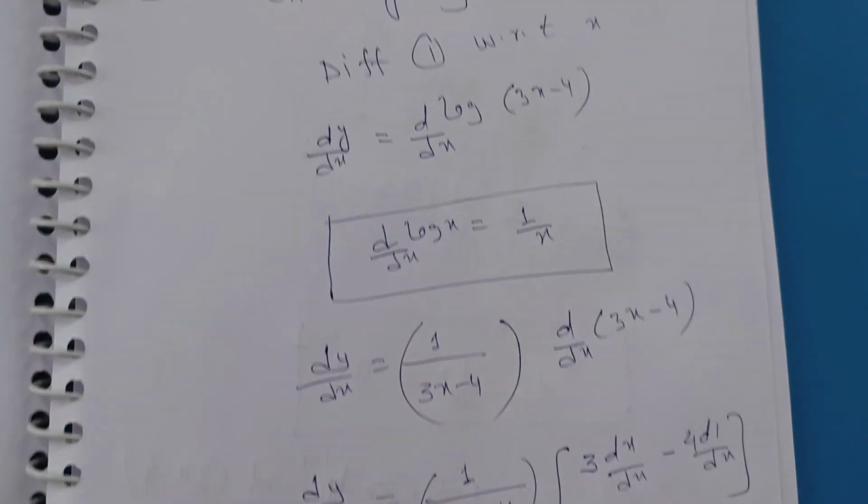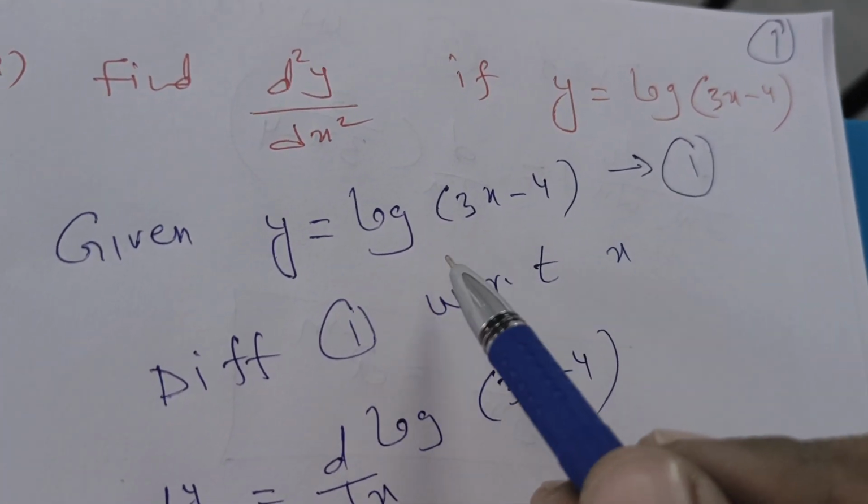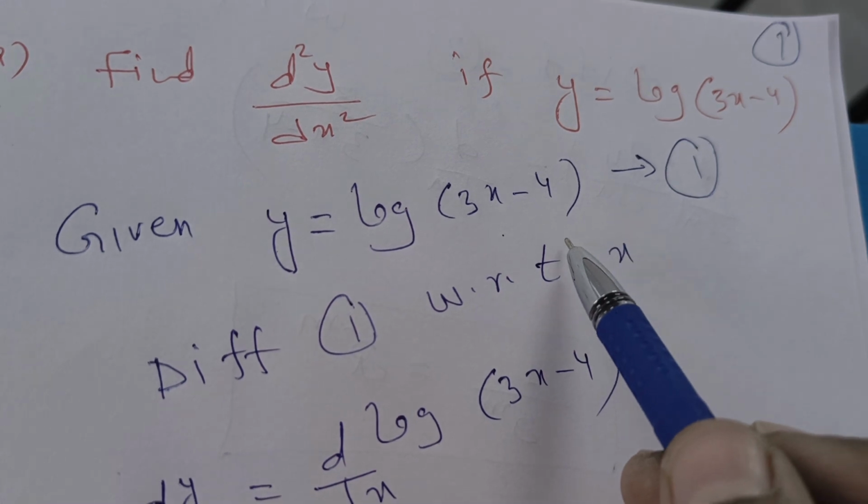Finished. Once again I am repeating. Here we have the function y is equal to log of 3x minus 4.